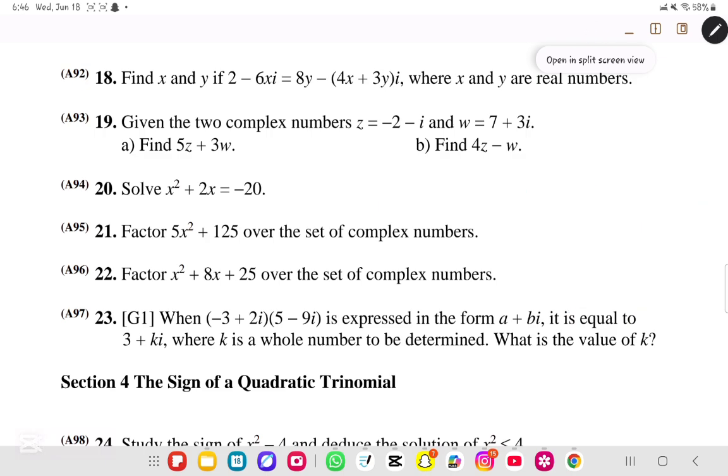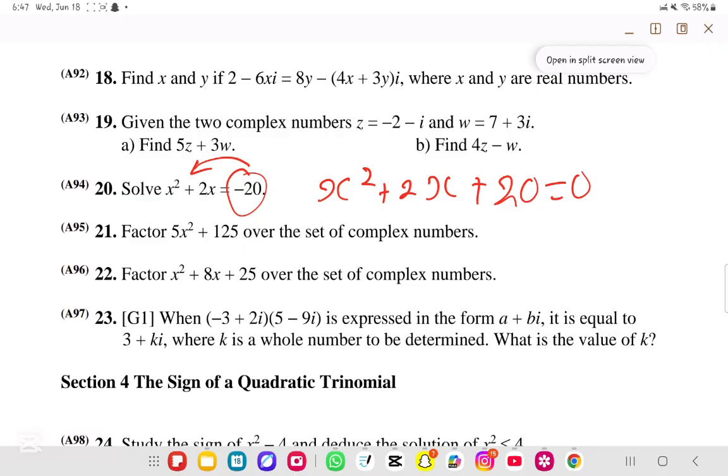Solve x squared plus 2x is equal to minus 20. Very simply, what I would do, I would move it to the other side. So x squared plus 2x plus 20 is equal to 0.